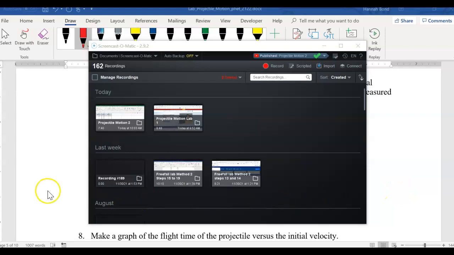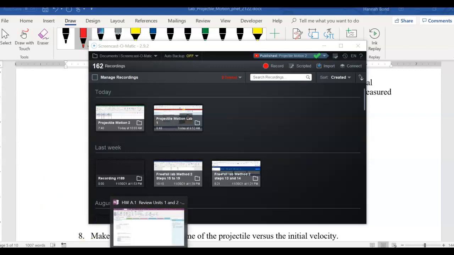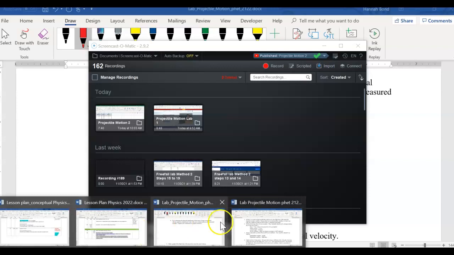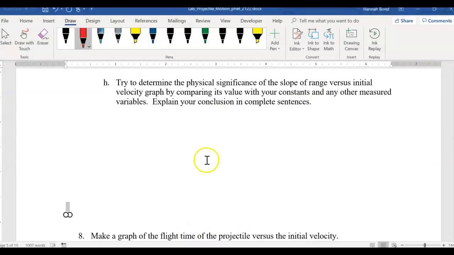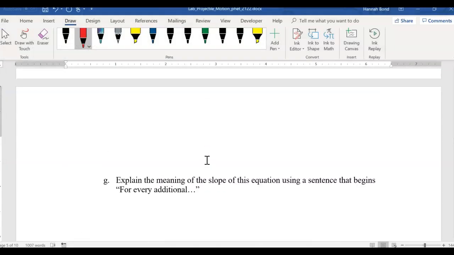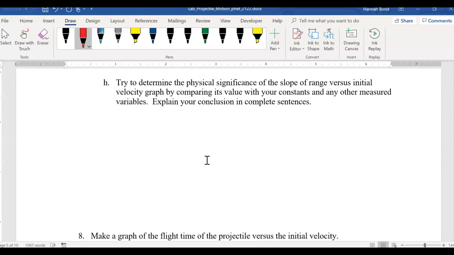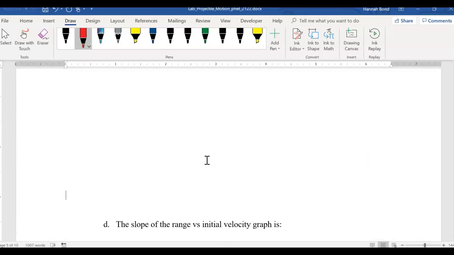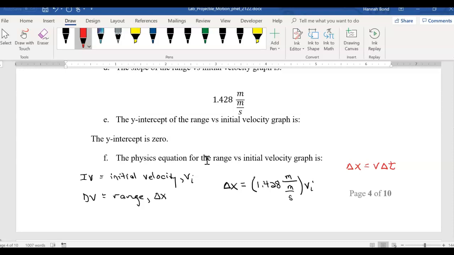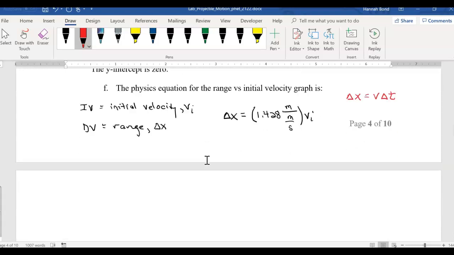This webcast continues and finishes part 1 of the Projectile Motion Lab. I just want to talk about the last couple of questions in part 1. So we found a physics equation for the graph of the projectile's range versus the initial velocity.